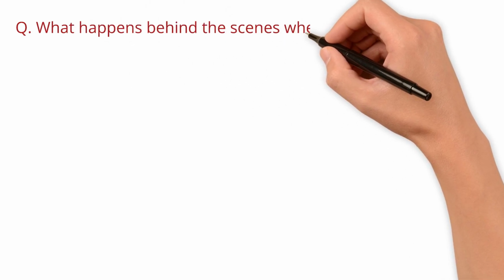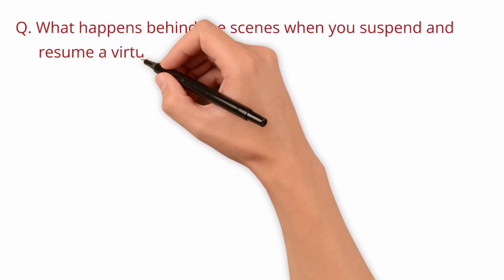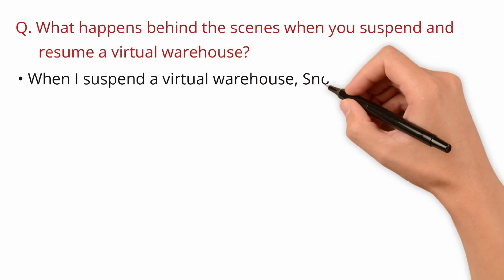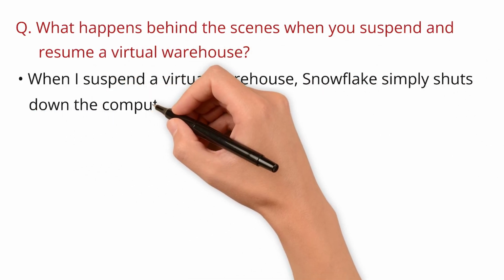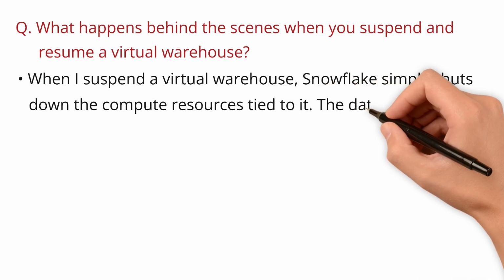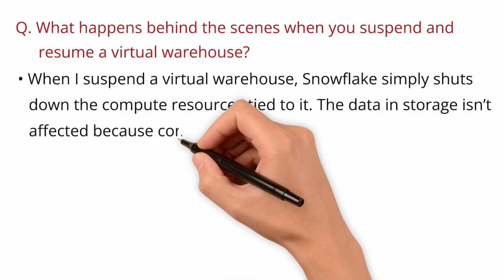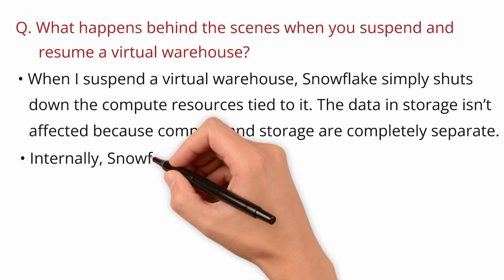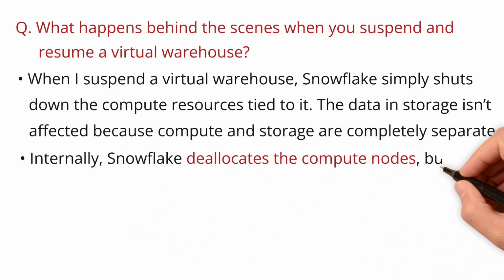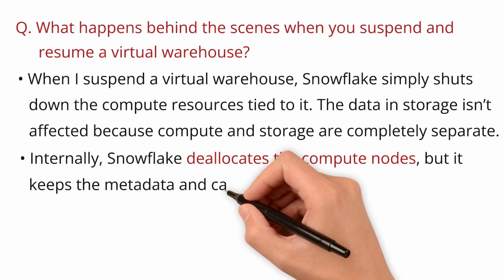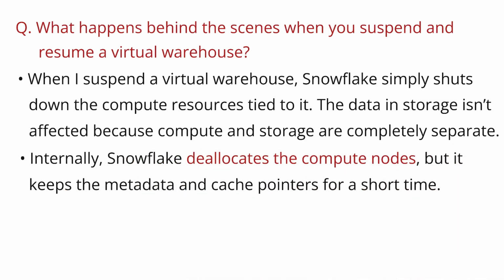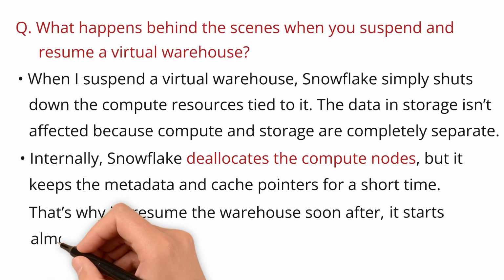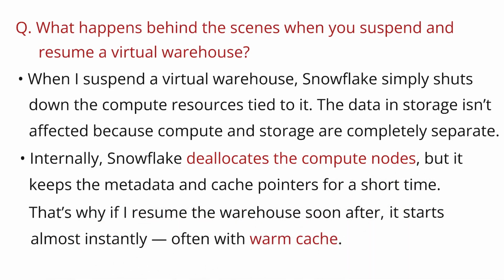What happens behind the scenes when you suspend and resume a virtual warehouse? When I suspend a virtual warehouse, Snowflake simply shuts down the compute resources tied to it. The data in storage isn't affected because compute and storage are completely separate. Internally, Snowflake deallocates the compute nodes, but it keeps the metadata and cache pointers for a short time. That's why, if I resume the warehouse soon after, it starts almost instantly, often with warm cache.